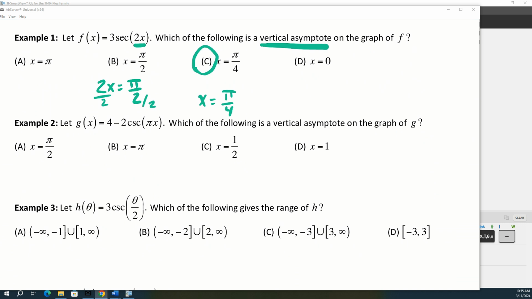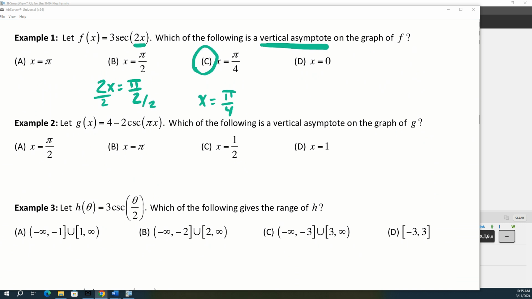Now, if for some reason that doesn't give you one of the answer choices, there are other vertical asymptotes we could try. So you could take 3 pi over 2 and set 2x equal to it and solve it that way, but it shouldn't take too many times.